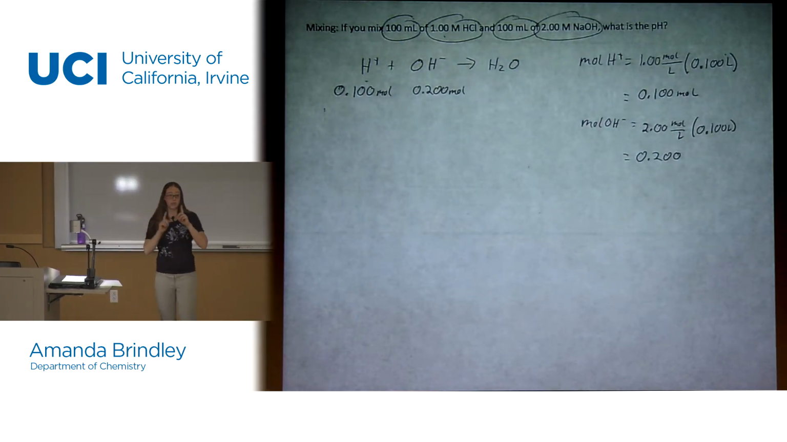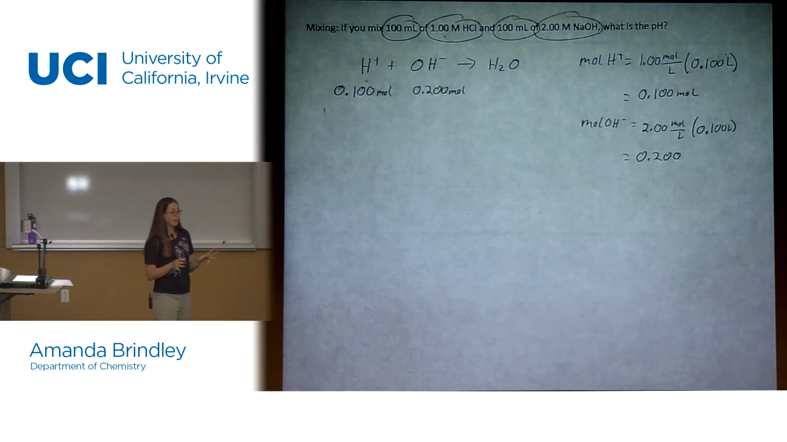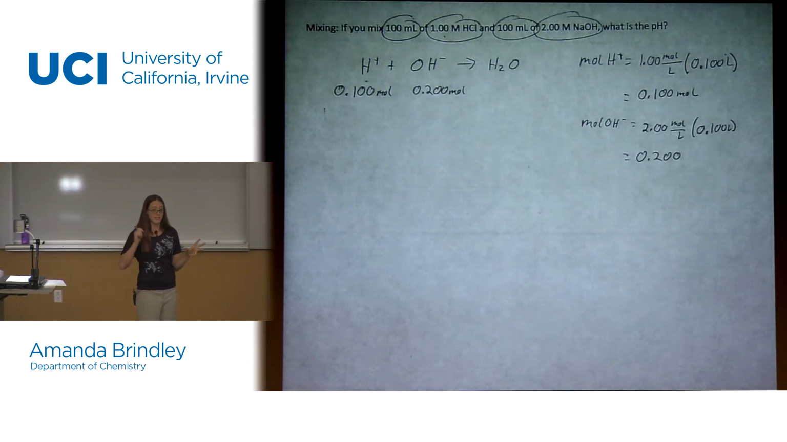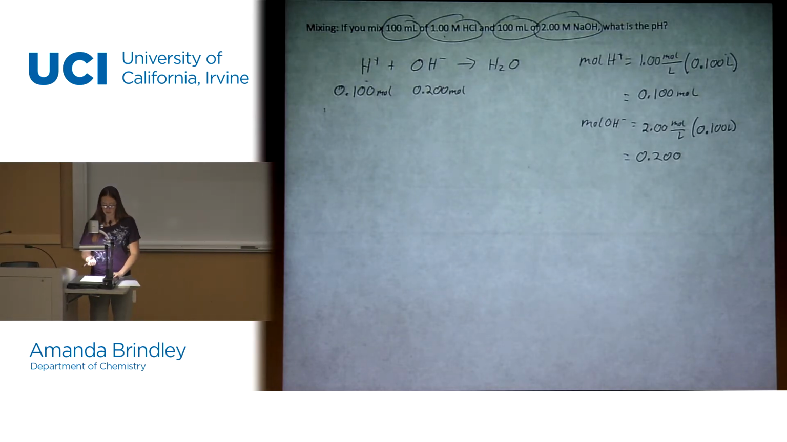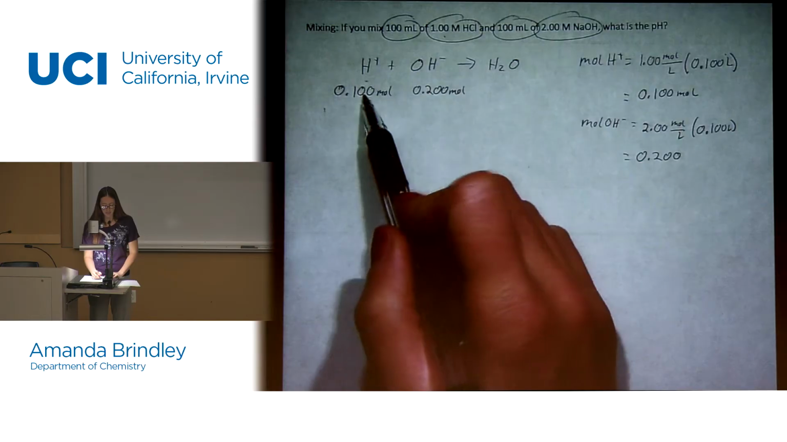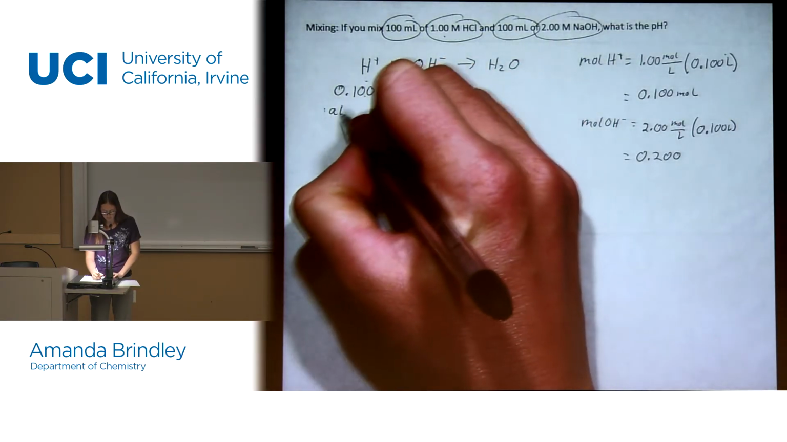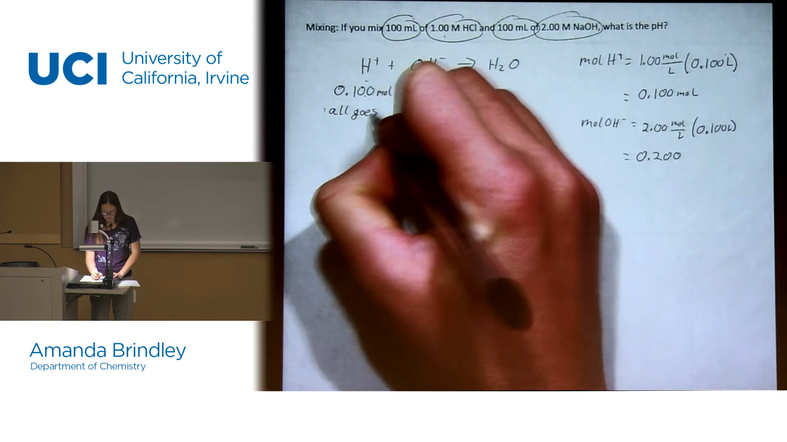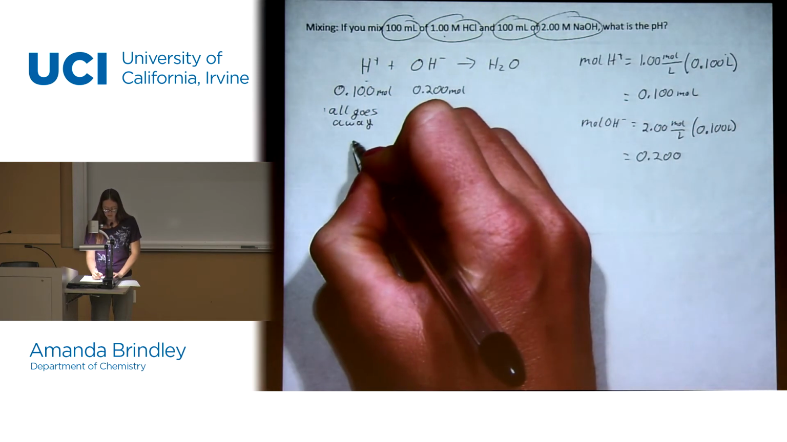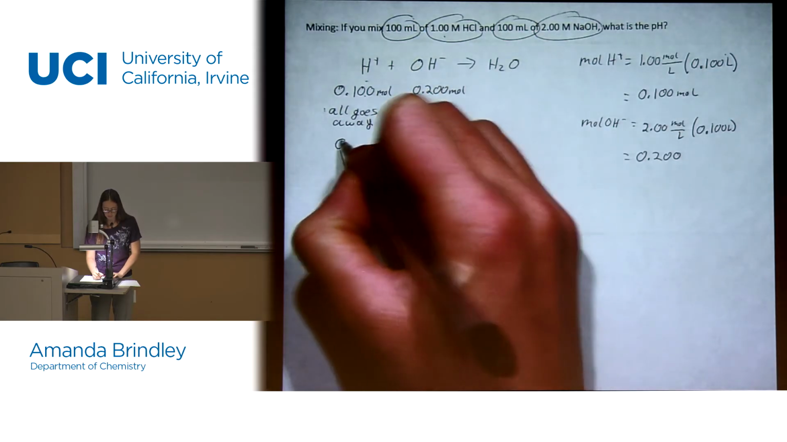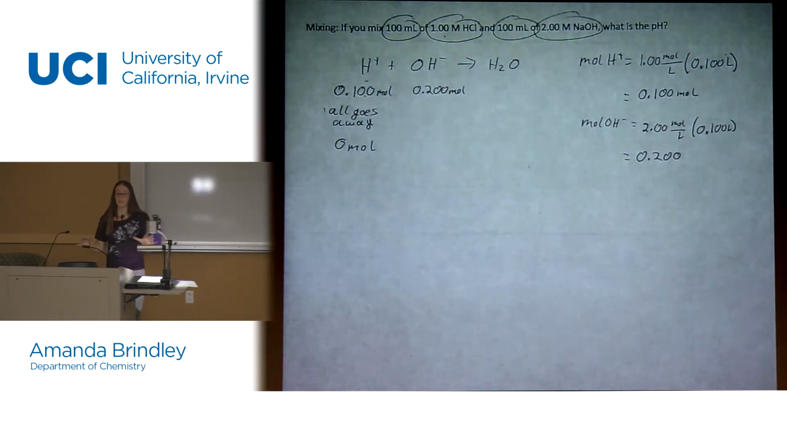Now, these react 1-to-1, right? There's no having to worry about X here. They react 1-to-1 until one of them hits 0. It's a limiting reactant problem. Which one hits 0 first? H plus, right? So all of this goes away. So at the end, how much is going to be left? 0. Since all of it goes away, how much OH minus goes away?